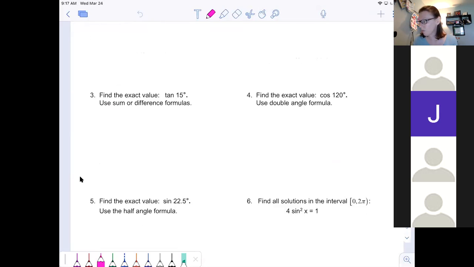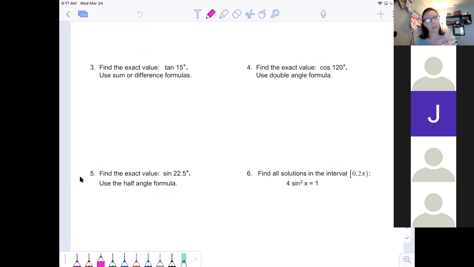Numbers 3 and 4 and 5, these 3 questions are very similar. Use the sum or difference formula to find the tangent of 15 degrees. So that means I need 2 angles on the unit circle that we have memorized that are special angles that would combine together to give you 15 degrees. Well, 45 degrees minus 30 degrees give me 15 degrees. So that means I would be using the difference formula for tangent.